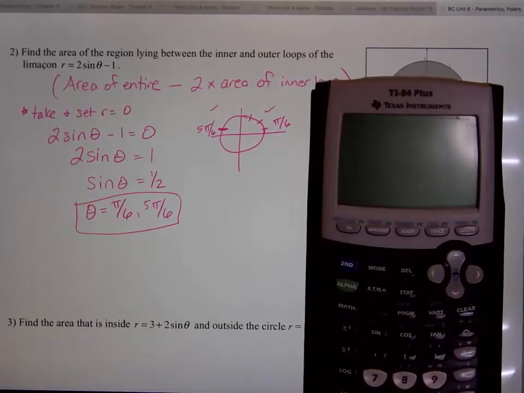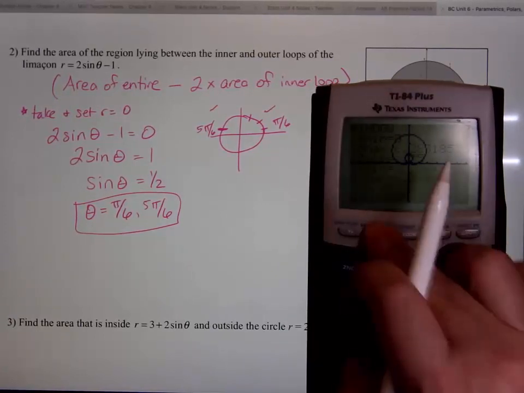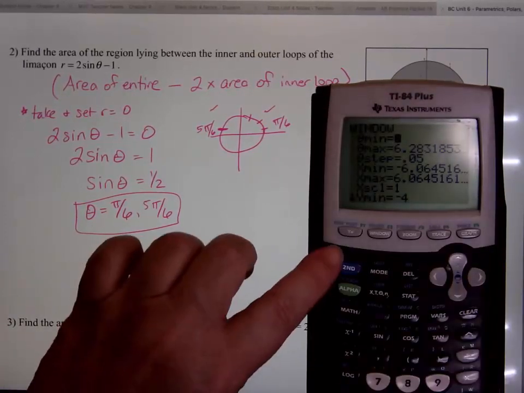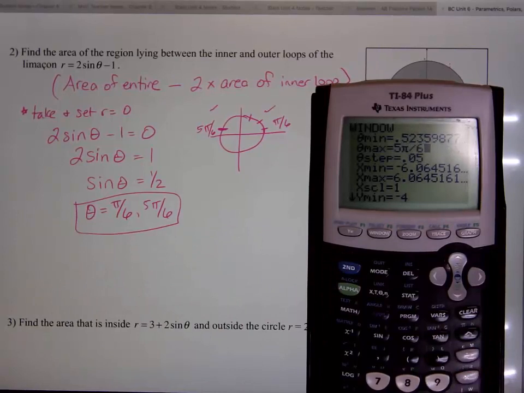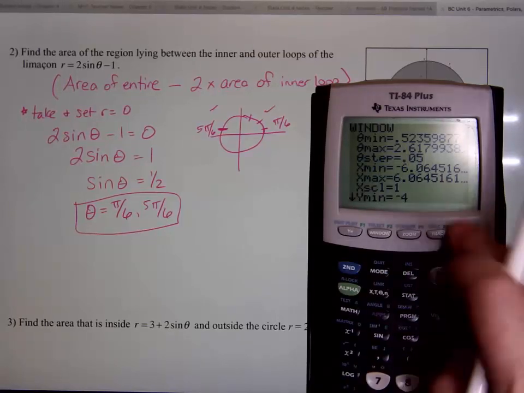We've already got it in y equals. Go to the window and set your theta min to pi over 6. Just type over the old one. And set your theta max to 5 pi over 6. Now, if I'm right, those 2 should make me graph just the loop. Let's see. Push graph.